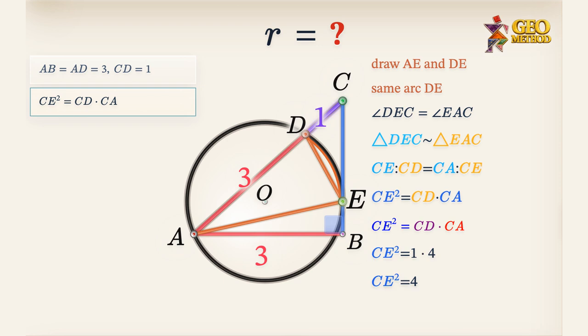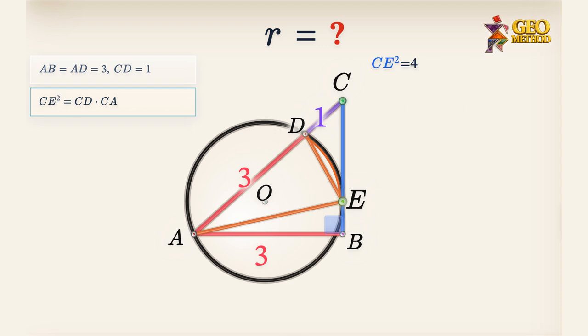Now use the known lengths. Segment CD has length 1 and segment CA has length 4, so segment CE squared becomes 1 times 4. At this point, the tangent-secant theorem has done its job. Segment CE squared is 4. Keep only that earned equation on the board. Solve for segment CE. Taking the positive square root turns the theorem result into a concrete segment length.